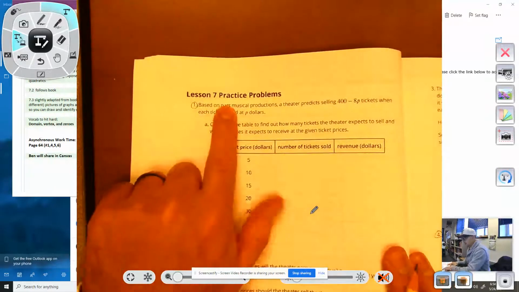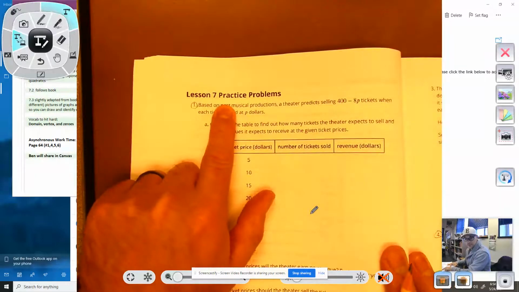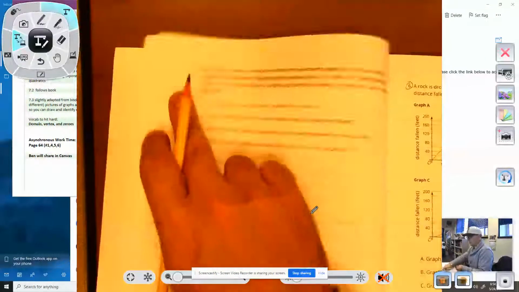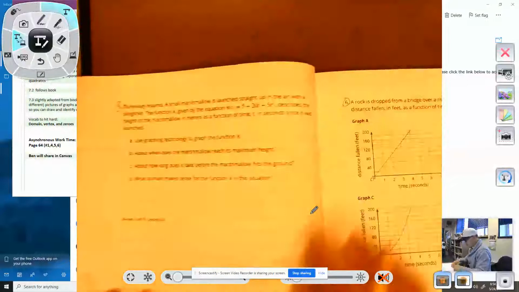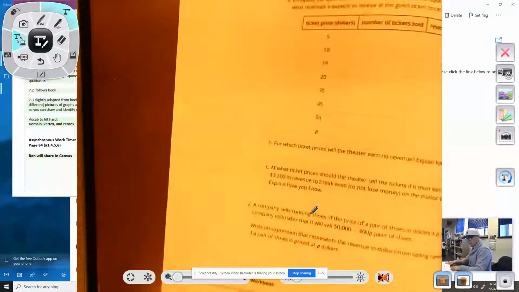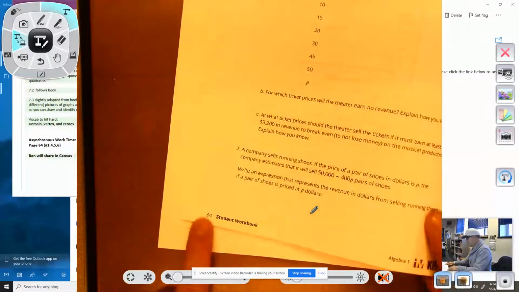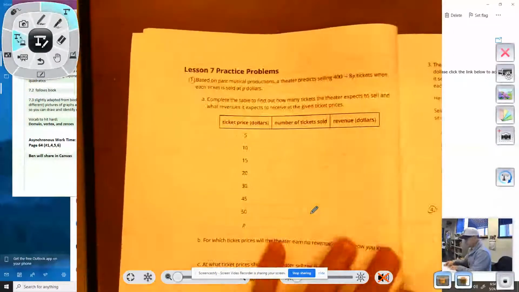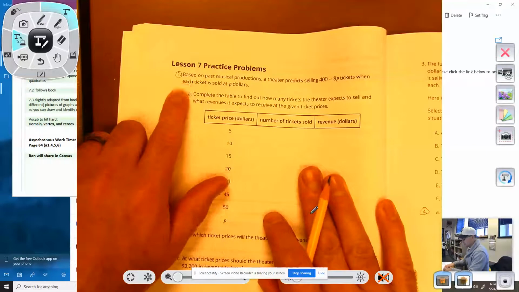Today, we're going to be talking about Lesson 7 practice problems from Unit 6. We're going to be doing number 1, 4, 5, and 6 on pages 64 to 67. Okay, so let's go ahead and start with this first one.